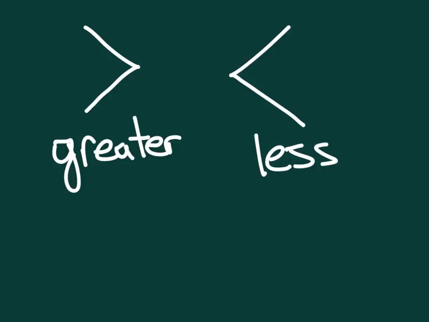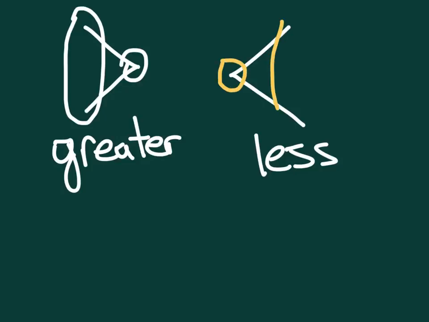There are a couple ways to look at it. When we read it left to right, we have this big opening. This big opening is greater than the little dot. And if we look at the other inequality, reading left to right, this little dot is less than this big opening. So we're going to be looking at different inequalities and a couple other symbols they may see from time to time.